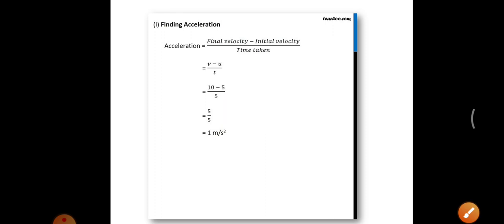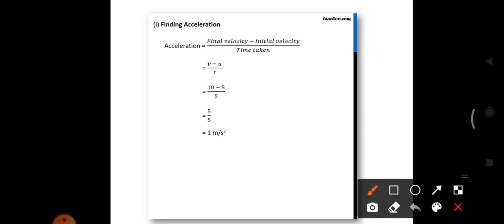So finding acceleration, we know the formula. Acceleration equal to final velocity minus initial velocity by time taken. The final velocity v and initial velocity u, so v minus u, the time is t, so by t. The value of final velocity is 10 and the value of initial velocity is 5. The value of time is 5. 10 minus 5, 5 by 5. When we divide 5 by 5, we get 1. The unit of acceleration is meter per second squared.